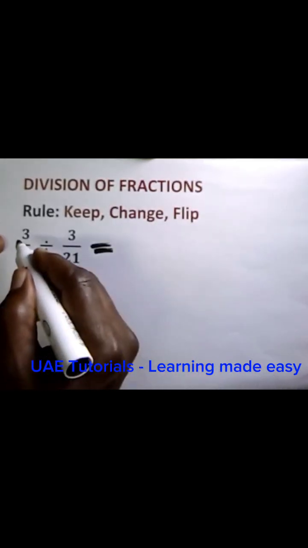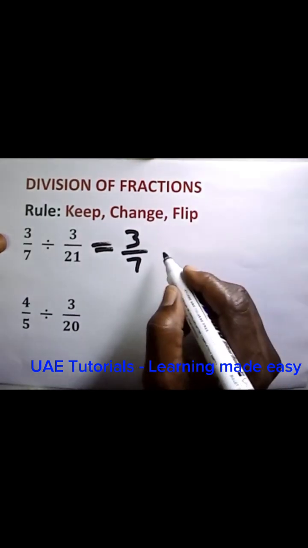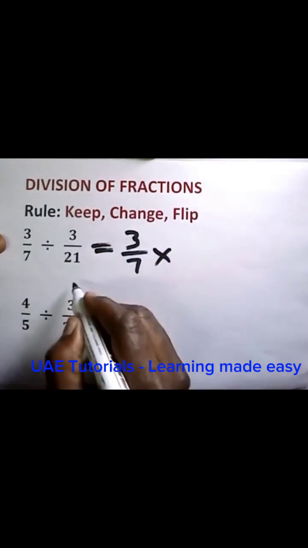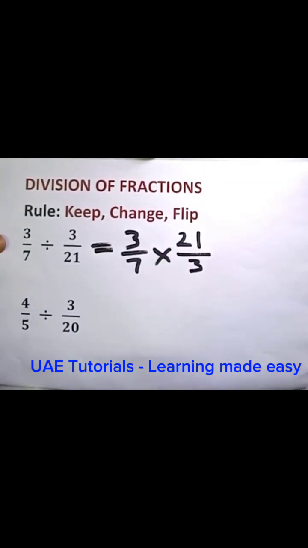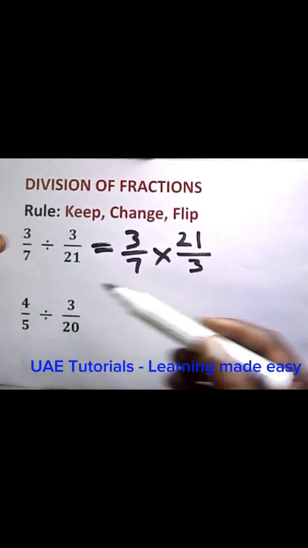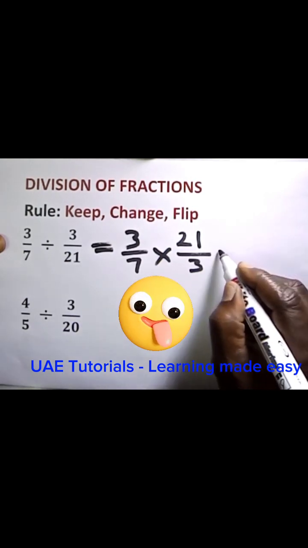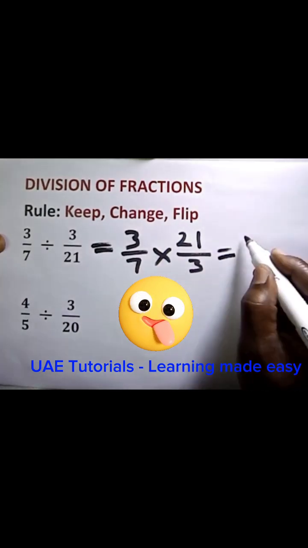We're asked to keep this first fraction as it is. Then change division to multiplication and flip the second fraction. See how I'm going to do it. Did you get that? Very easy. Instead of 3 over 21, we'll now make it 21 over 3. Of course, you know our old trick of working stuff like this.